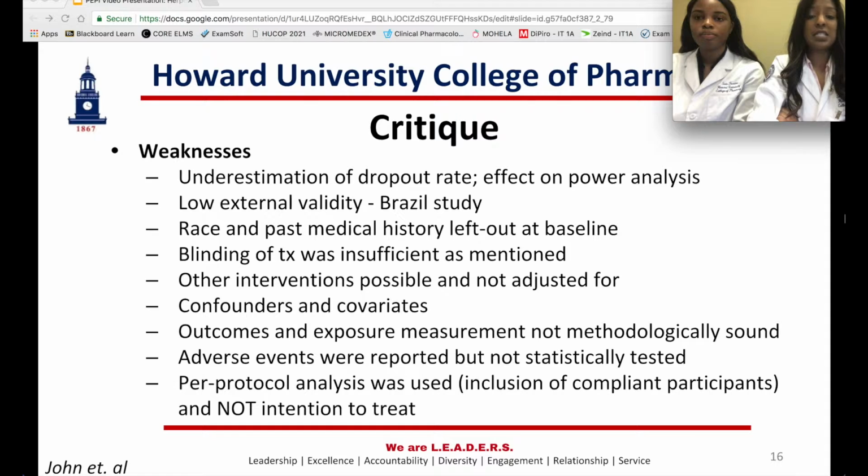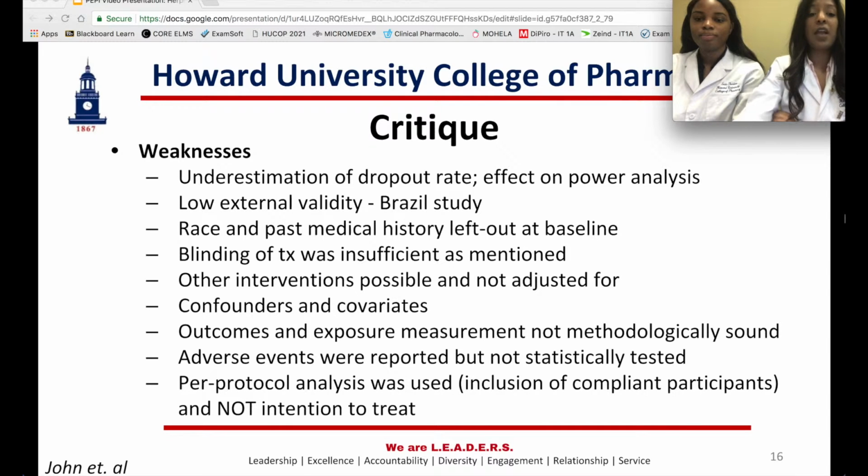Race and past medical history was also left out at baseline, as I said previously. Blinding of treatment was insufficient, as mentioned. So famciclovir and acyclovir were given at 2 different frequencies, one at 3 times a day, one at 5 times a day. It's pretty obvious what treatment option you are going to be in. Other interventions possible and not adjusted for. So interventions such as analgesics used or anti-itch medications used, this could affect the VAS scores that were reported in the study. There were also confounders and covariates that were not adjusted for, and those were previously mentioned in our presentation.